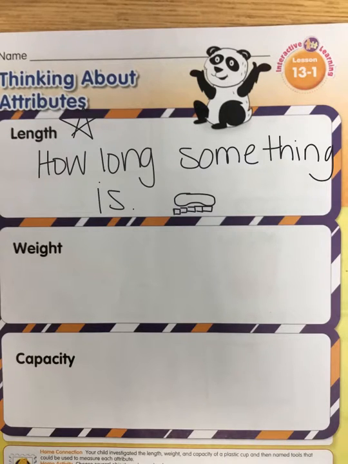All right, next we're going to go to weight. Weight is the measurement of how heavy something is. So go ahead and write that. Pause if you need to. How heavy an object is. You can use a balance scale to measure how heavy something is. Okay? You can hold it in your hand and make an estimate.